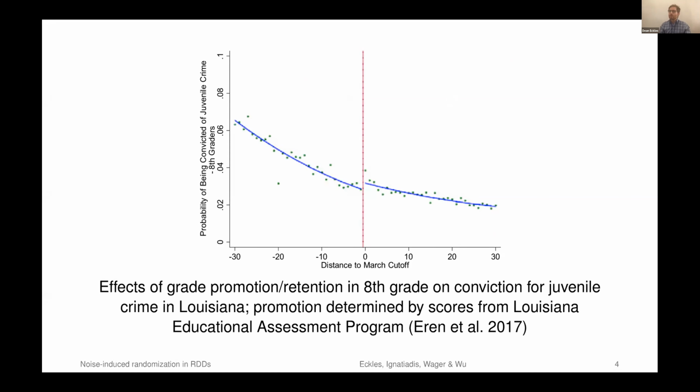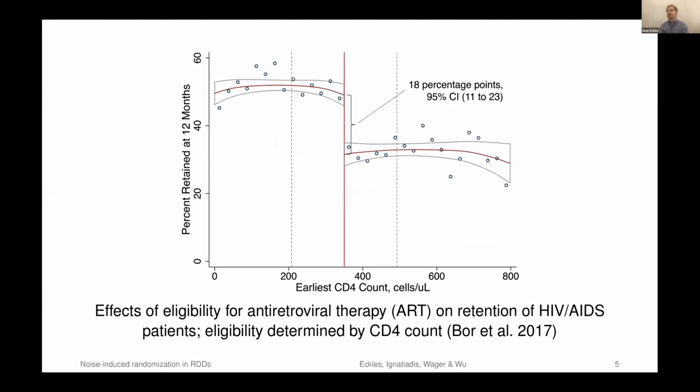So the regression discontinuity design has been used in all kinds of public policy and economics applications. And a lot of people find it to be one of the most credible non-experimental designs. It's also used a lot with medical tests or assays. And so here's an example that we'll return to, where Bohr et al. look at eligibility for antiretroviral therapy for HIV/AIDS patients. And that eligibility during this period in South Africa was determined by the individual's measured CD4 count.